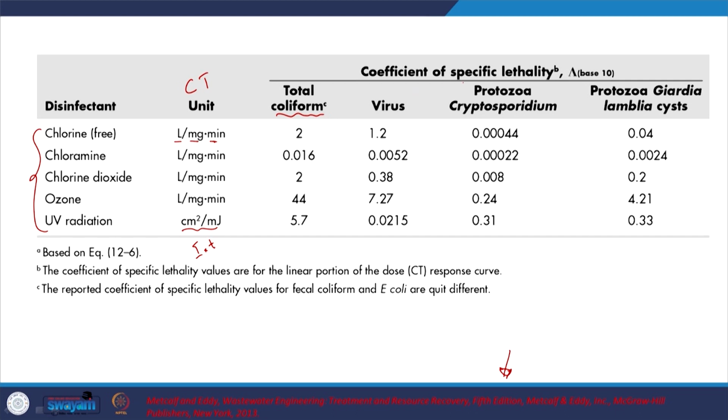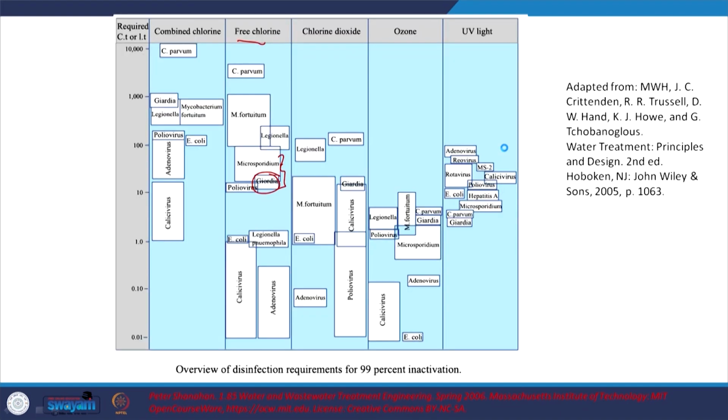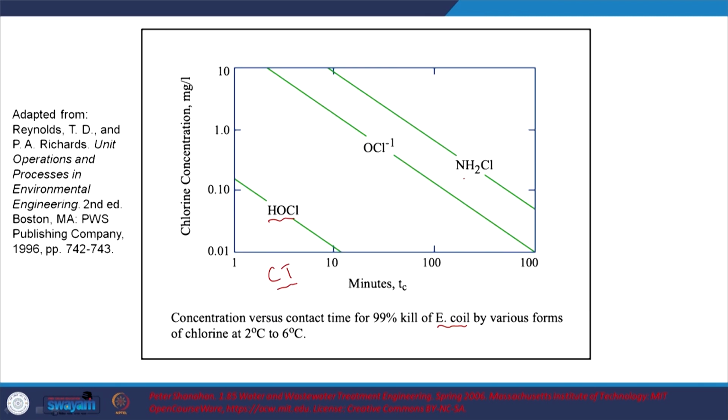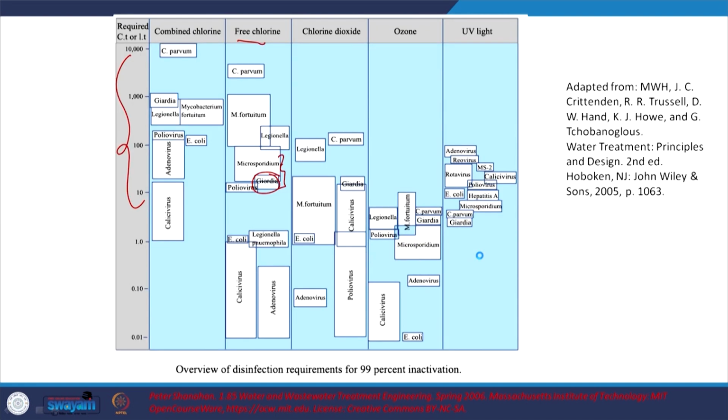And here we have the coefficient of lethality, to the base 10, but we will not look at that in detail, just let us look at the numbers for now. For total coliform we see that ozone and UV are doing pretty well, but chloramines in general, I think we also looked at this graph. For combined chlorine, you need a lot of time, and they are relatively limited in effectiveness. That is what you see here: much more time and concentration are required.